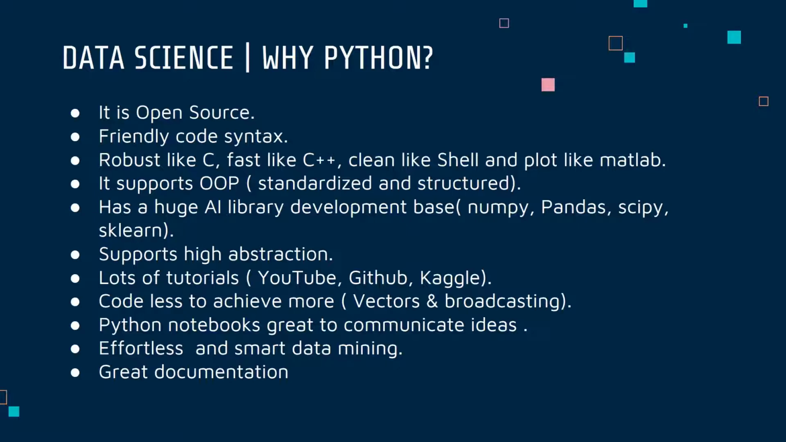But because we're going to use Python for our session, let's assume that predominantly a large number of people use Python. So why is Python popular? One, Python is open source. It's got a friendly code context. It's robust. It runs quick like C, and fast like C++. It's clean like shell scripting. I'm assuming that in our audience, some of you might have a programming background, so you can resonate with some of these things I'm talking about from a language point of view. It's clean like shell scripting, and it plots like MATLAB. It supports object-oriented programming, some standardization and structure. It has a huge AI library. There are tons of libraries: NumPy, Pandas, SciPy, sklearn. You mentioned quite a few.